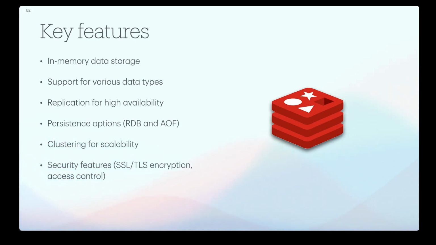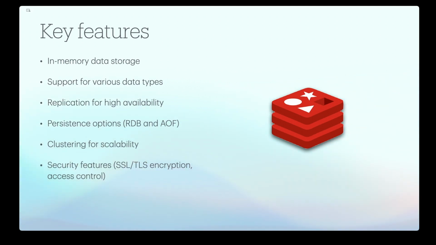The first key feature is in-memory data storage. Azure Cache stores data in memory, providing fast read and write access compared to traditional disk-based storage solutions. It supports various data types such as strings, hashes, lists, sets, and sorted sets, allowing for versatile data storage and manipulation capabilities. It also supports replication, allowing you to create replicas of your cache for high availability and fault tolerance. This ensures that your data is still accessible even if one of the cache nodes fails.